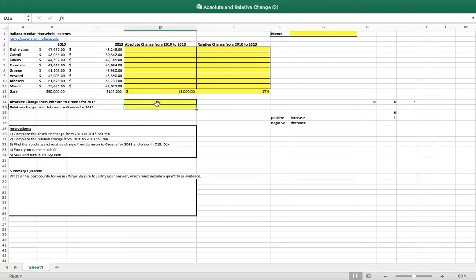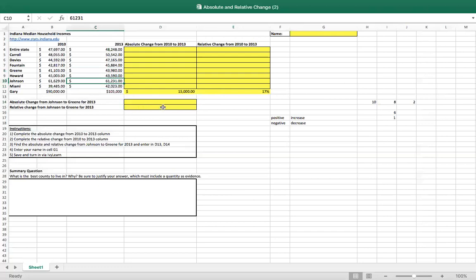So just my hint for these ones, remember that if you think about moving geographically, I'm going from Johnson to Green. So if I'm going from here to here, then that's the order. Think about whether it's an increase or a decrease. That should help you think about whether you want to do this minus this or this minus this.